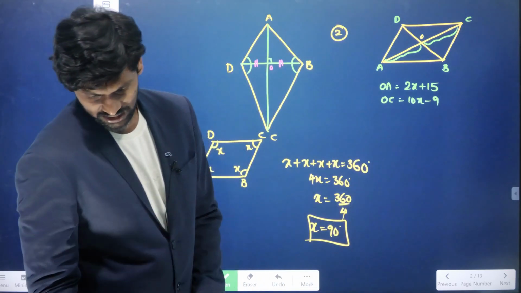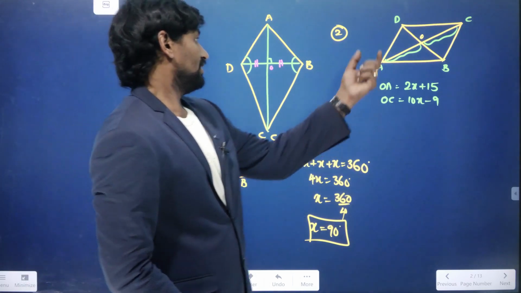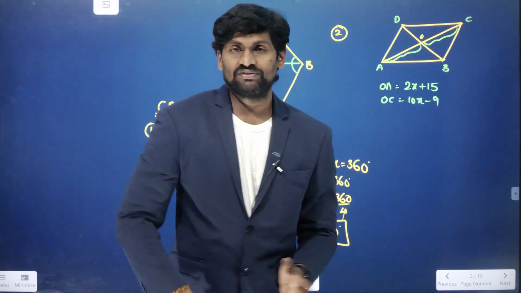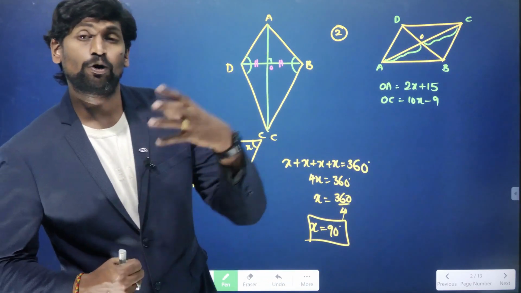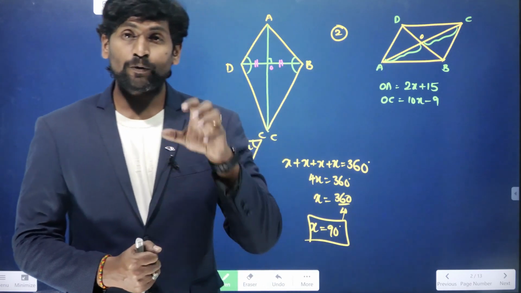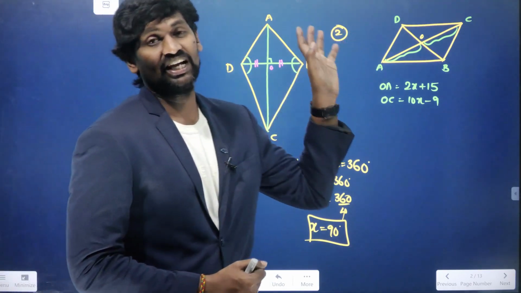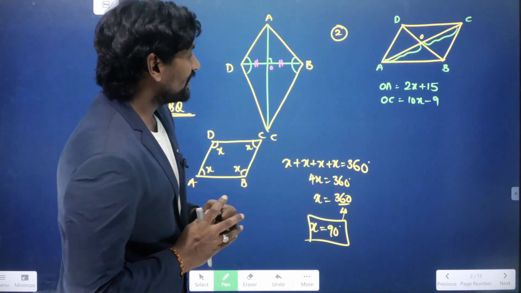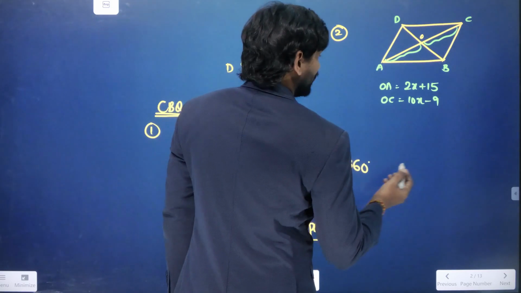So we know the length of the diagonal here. AO distance and OC distance we know. So let us bring in the properties of a parallelogram. What is the property of a parallelogram? According to the diagonals, diagonals bisect each other. Bisecting is nothing but dividing into two equal parts.